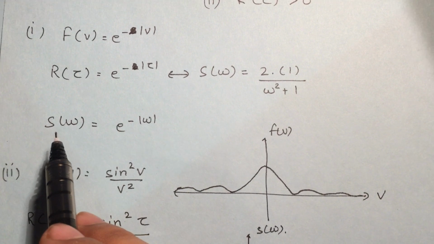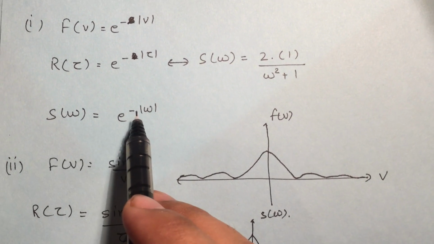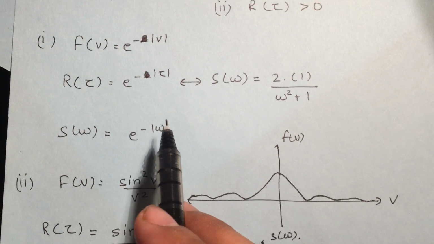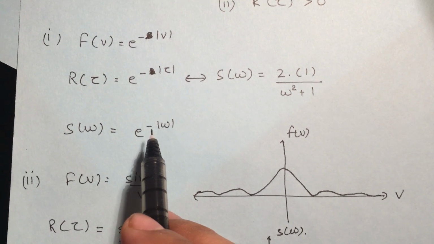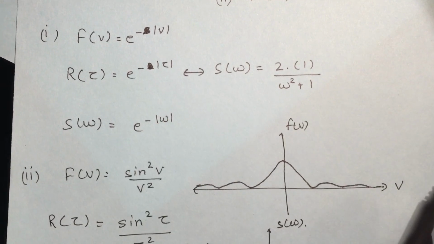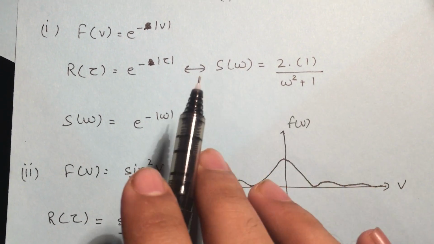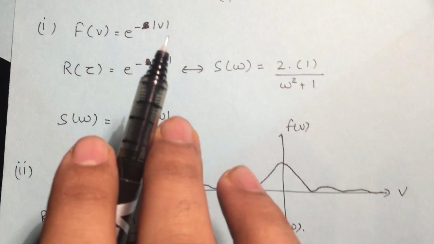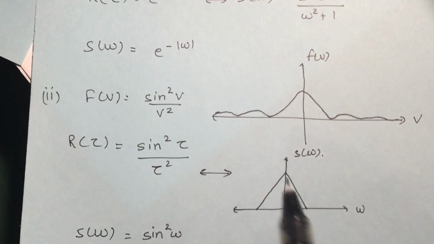Now similarly, we look at the power spectral density, e to the power minus mod of omega. We know that the value of this exponential is an exponentially dying out value. It's not going to go negative. It's going to start at 1 and then go down, but it's never even going to reach 0. It's going to die out. So it can also exist.